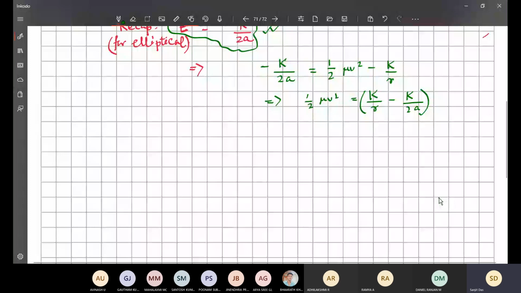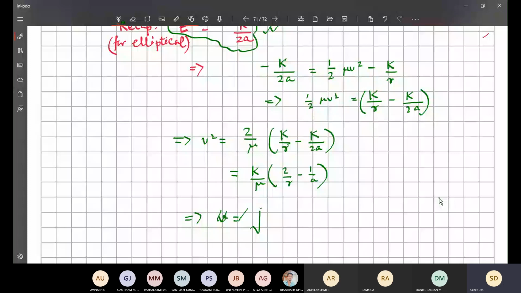So k I can take common inside, and k by mu is there. So it will be 2 by r minus 1 by a. I could compute v exactly as a root under that, but better I keep v square and write it in this format.